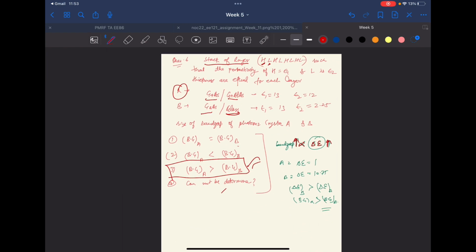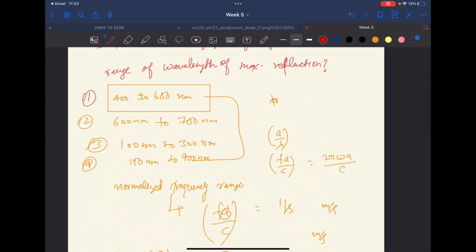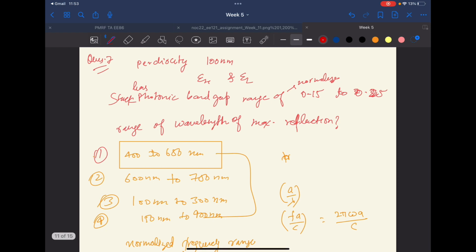Okay, so similarly the question number 7: the periodicity is 100 nanometer, with epsilon 1 and epsilon 2 stacked, and the photonic band gap has a normalized range of 0.15 to 0.25. So what is the range of wavelength of maximum reflection?